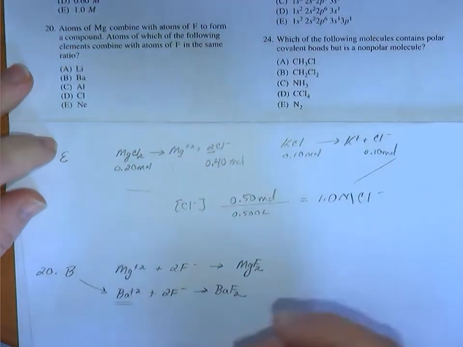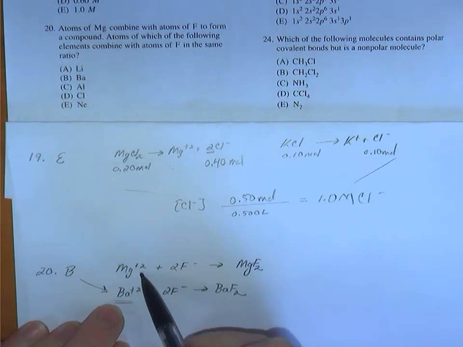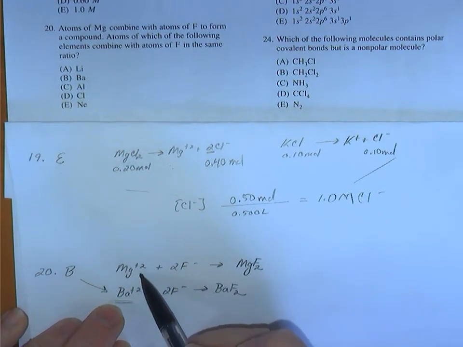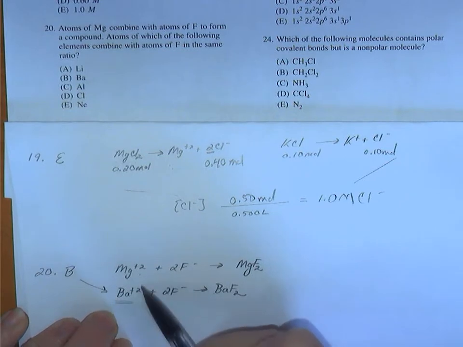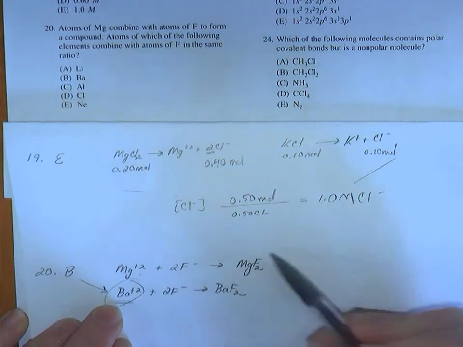Okay, number 20 is just asking us to be able to pick an element that will behave similar to magnesium when it becomes an ion. So barium, being a member of the alkaline earth metals, will form a positive 2 as well. And so B is the choice when you're combining with fluorine.